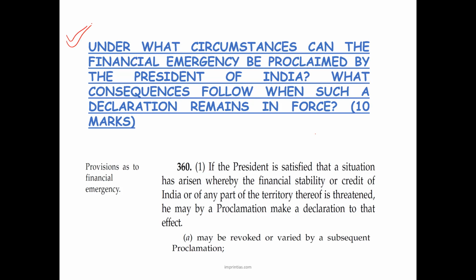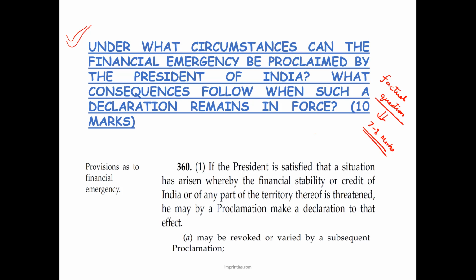So the question was, under what circumstances can financial emergency be proclaimed by the President of India? What consequences follow when such a declaration remains in force, right? Now, this is an unexpected question, but it is a factual question. Because it's a factual question, I say that this is something that you should definitely attempt, and you should get maximum marks out of this, right? Any factual question, if it's for 10 marks, you can score 7 to 8 out of 10 here. So it's a high scoring area, right?